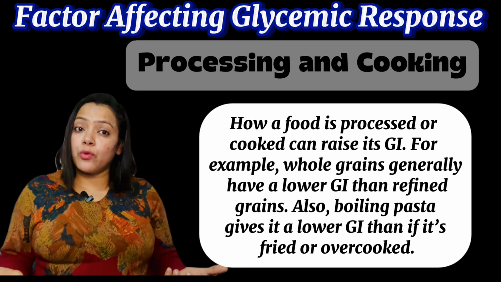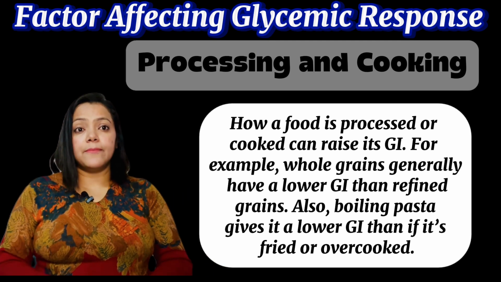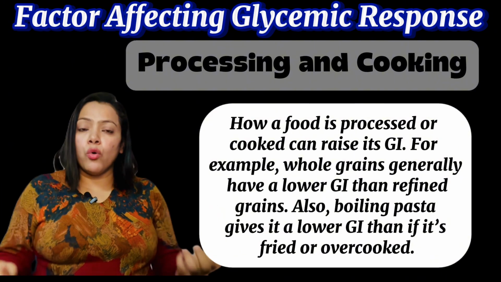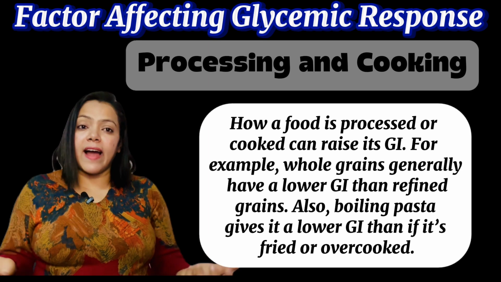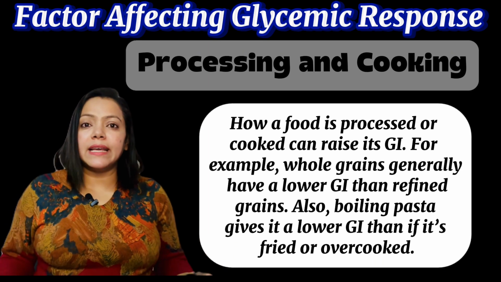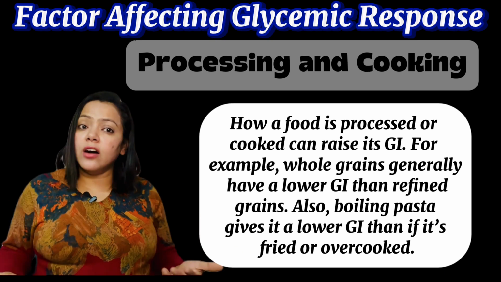How a food is processed or cooked can change its GI. For example, whole grains generally have a lower GI than refined grains. Also, cooking method matters. Boiling pasta keeps it at a lower GI than if it is fried or overcooked.